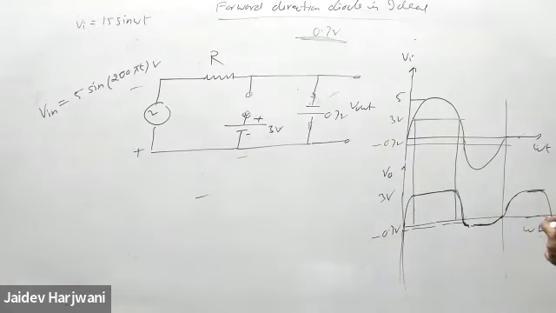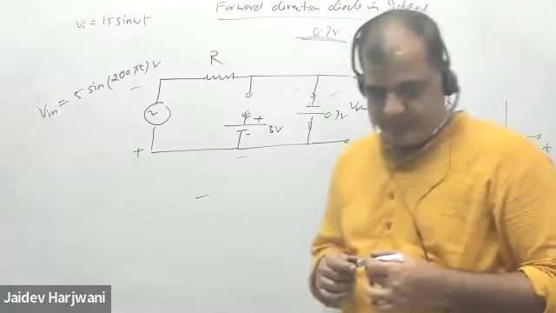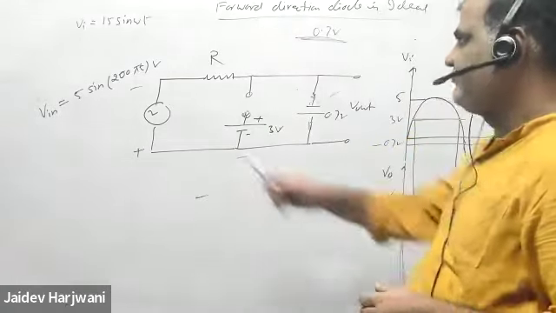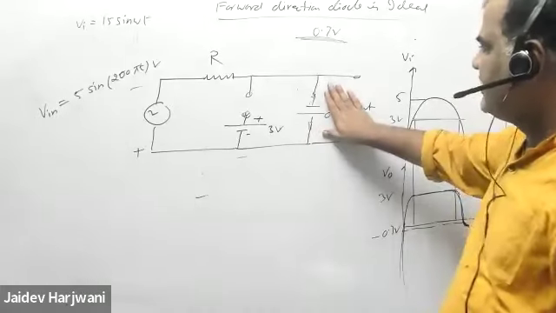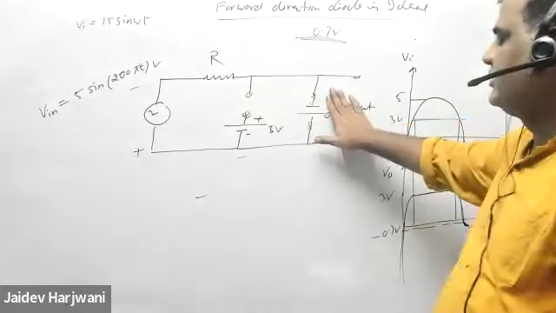Clear? यस सर। Yes, sir. So if for forward cycle, this branch require lesser voltage, so this will become on. Okay.